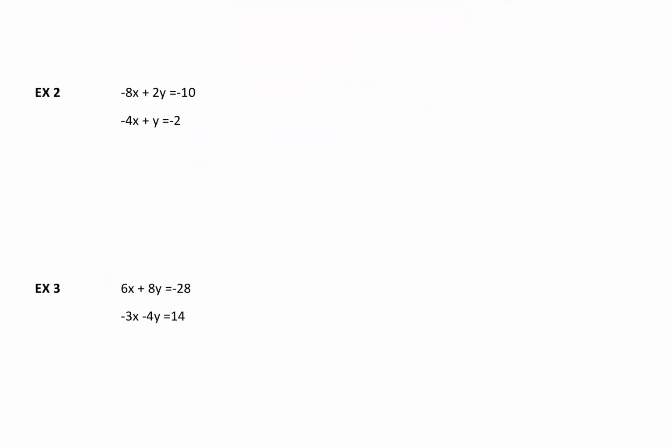So for example 2, possibly 3, let's see if we can get that one in there too. Okay, so for example 2, you can either do, let's see, 8 to 4, either one is fine. Let's do the bottom one. Let's times it by -2 because I want these to be opposite. So that gives me up top 8x, -8x plus 2y equals -10.